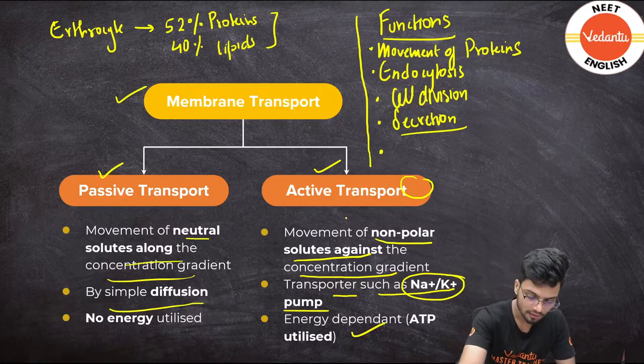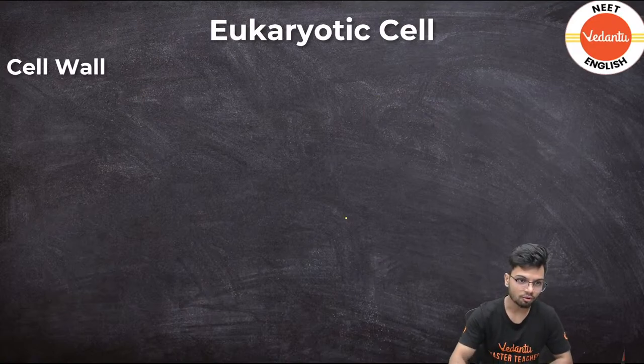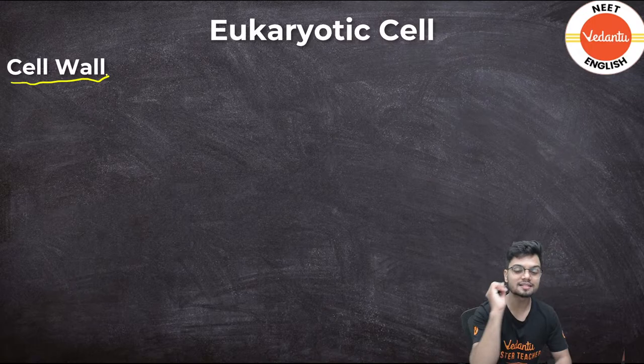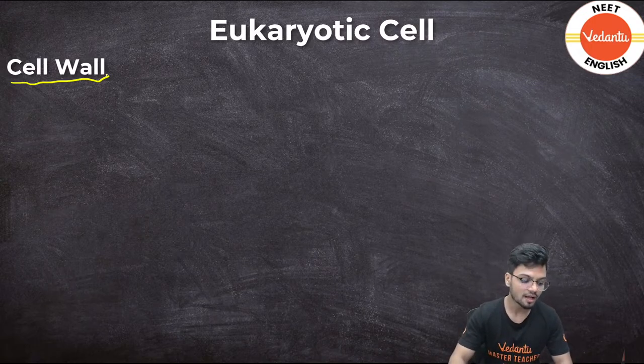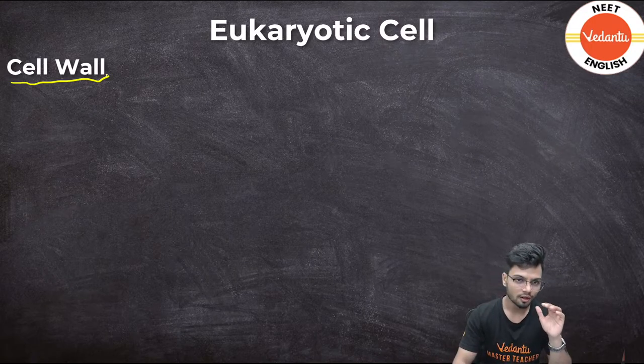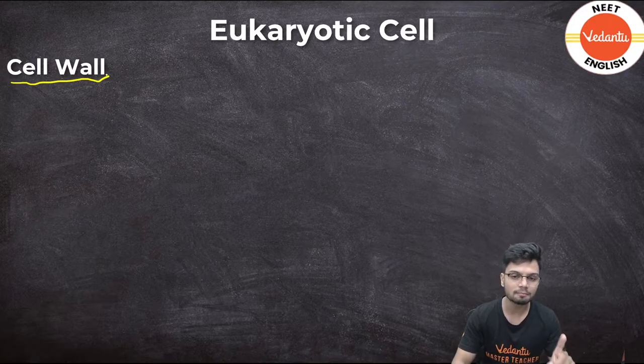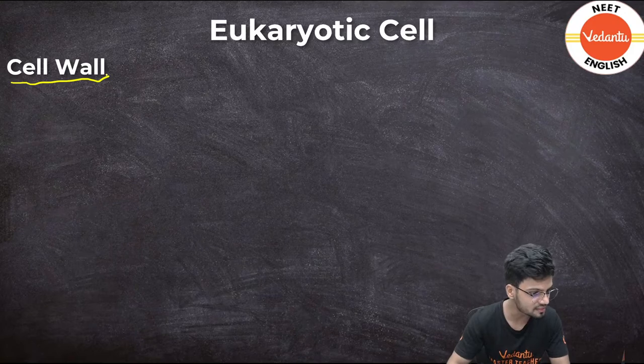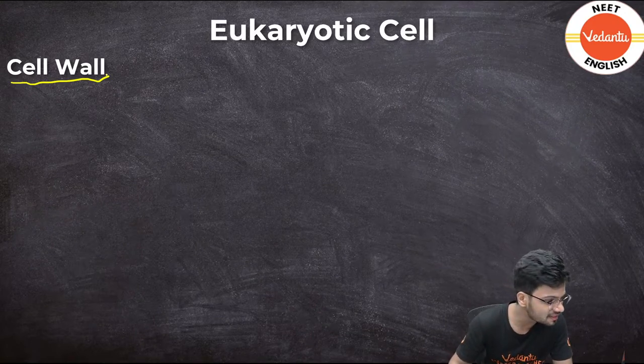Okay. Clear? Now, that was your plasma membrane. Then we have the cell wall now. Let's understand the cell wall one by one. Every point I'll make you write down as I have been doing until now. Can we start the cell wall?